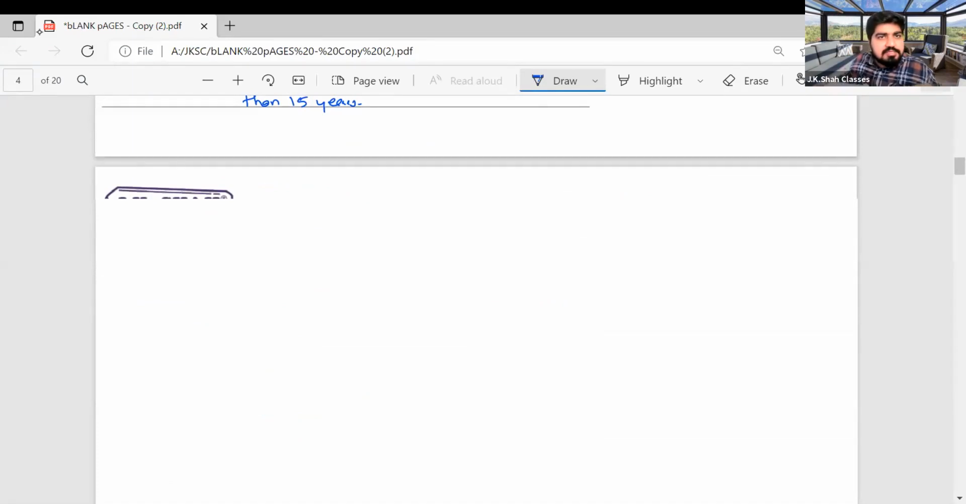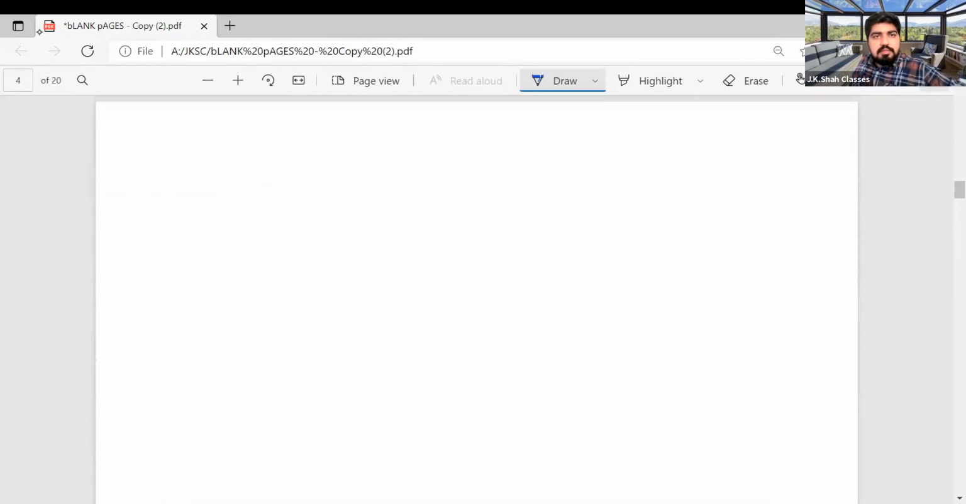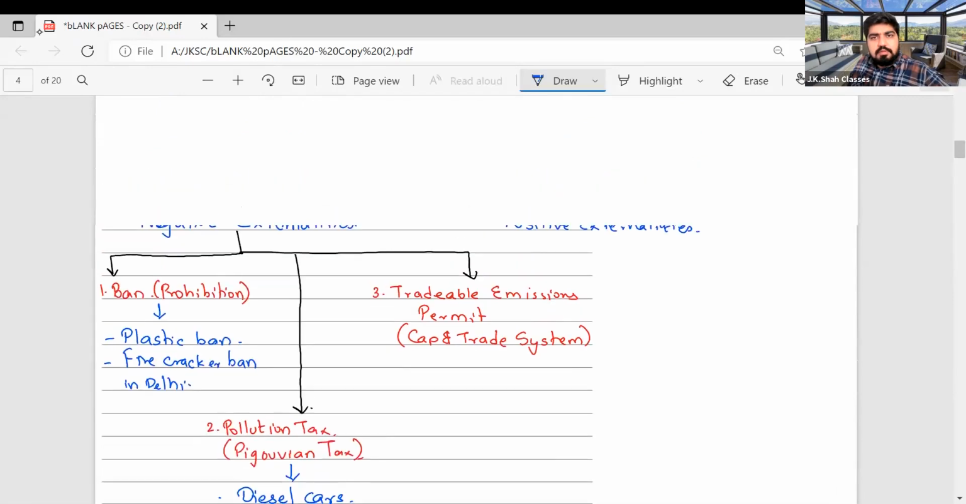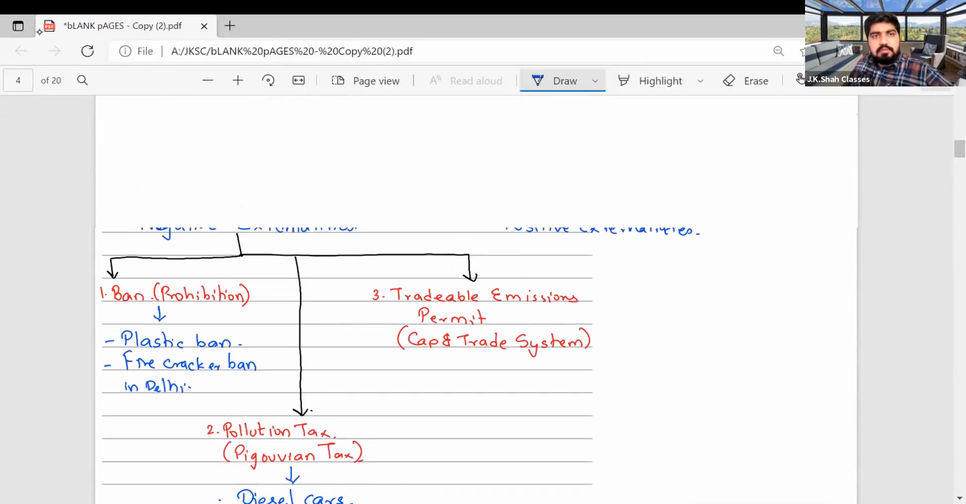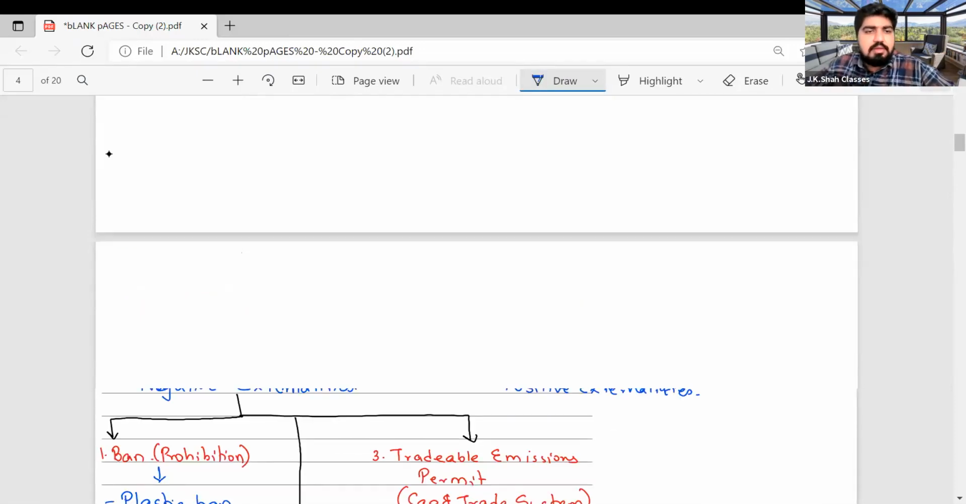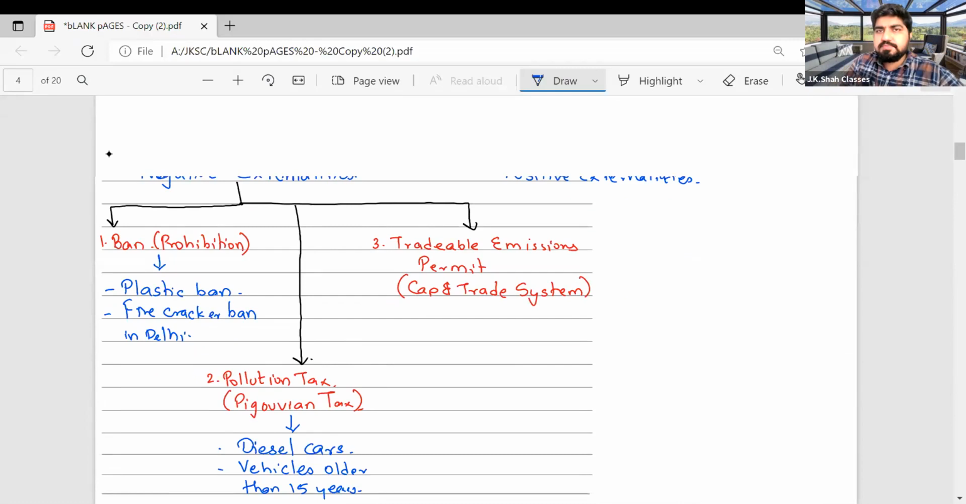Just 1 minute. I think there is some error in the screen. Has the screen become blank in front of you? Like, is it okay? I don't know what has happened. I will try to save this. If I close it, then whatever is written will be gone. And I don't want to lose that right now.